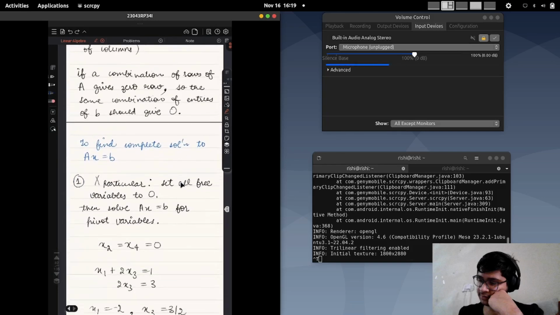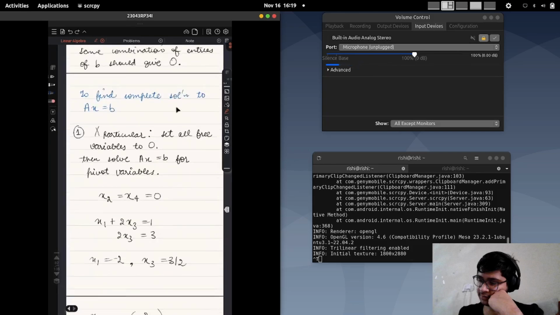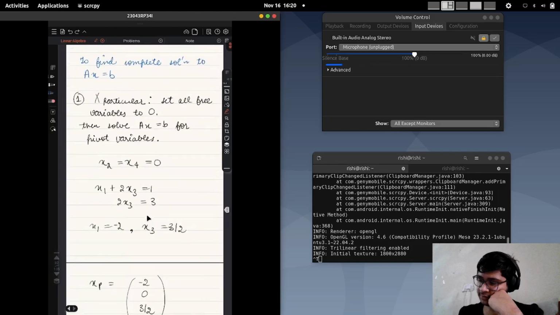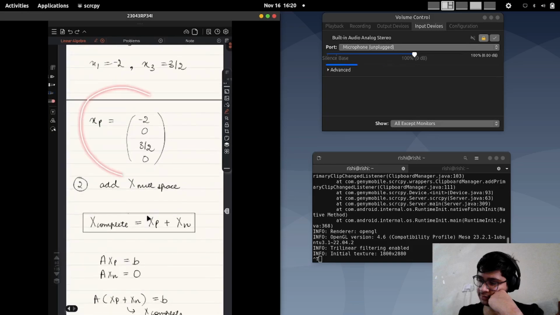Simple. To find the complete solution of Ax equals b, let's see. We first need to find a particular solution for Ax equals b. Set all free variables to 0, and then solve Ax equals b for the pivot variables. So the x particular calculation will go something like this. We can find that by substituting all the free variables as 0. So x2 and x4 are 0 here. And now we can evaluate x1 and x3, and then we can find x particular.